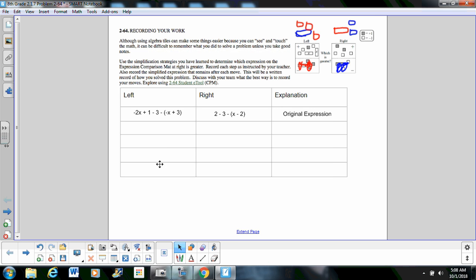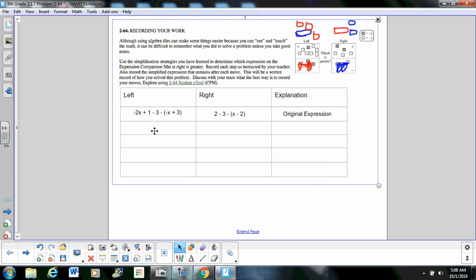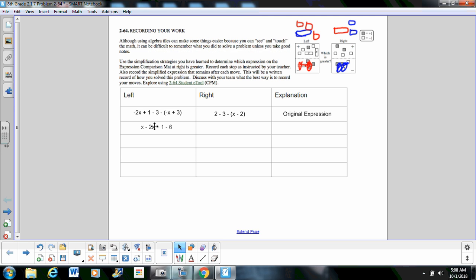So once I've done that, I now rewrite my expression again. I now have a positive x, 2 negative x's, positive 1 and 6 negatives on the left-hand side. On the right-hand side, I have 4 positives, 3 negatives, and a negative x. And my explanation is that I flipped the tiles.